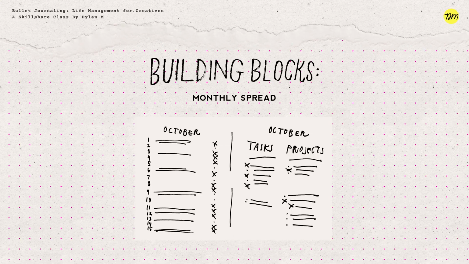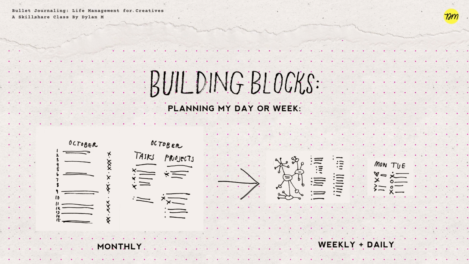But it isn't enough to just write down what we've been doing. The right side of the monthly log is a place for tasks and projects that I want to keep an eye on for the month. When I'm planning my week or my day, I always check out the monthly spread to see if I can make progress on anything listed.